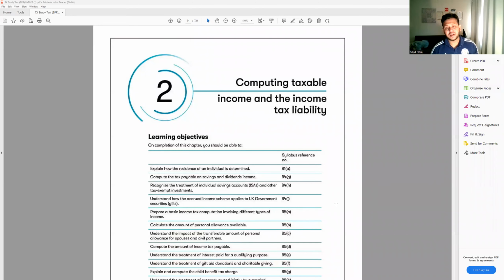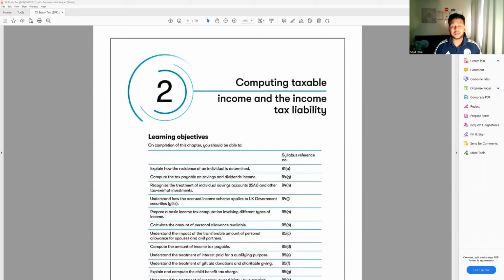Hello, everyone. In this session, we're going to talk about computing taxable income and the income tax liability. This is chapter number 2 from the BPP textbook. So we're going to look at chapter number 2. It's one of the important chapters we have for this taxation paper, because from here we're expecting at least one question.